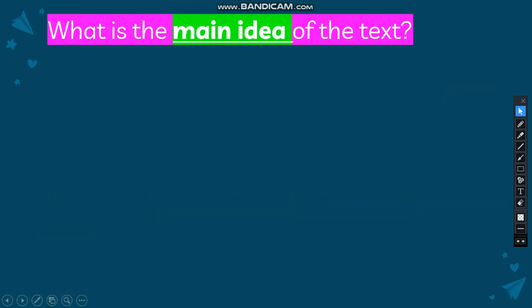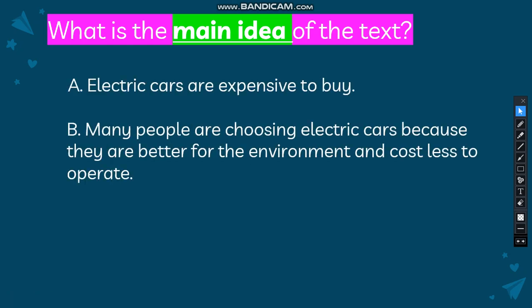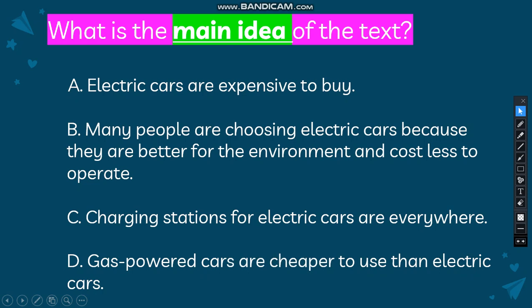Okay, now let's start with the question. What is the main idea of the text? Or what is the most repeated idea in the text? A. Electric cars are expensive to buy. B. Many people are choosing electric cars because they are better for the environment and cost less to operate. And C. Charging stations for electric cars are everywhere and gas-powered cars are cheaper to use than electric cars.